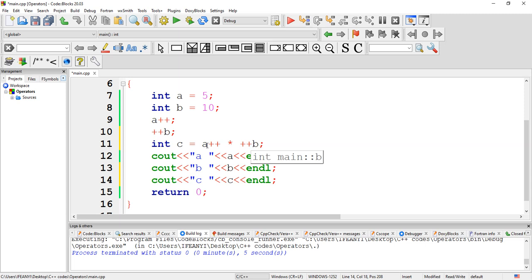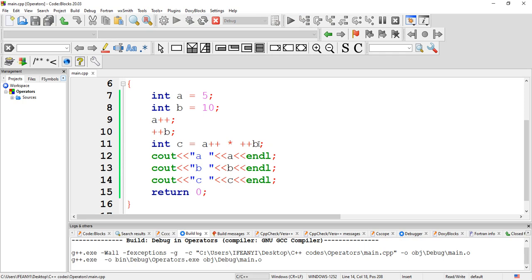But after that, a will become 6, because a said use me before increasing me. That means use me as 5 in this multiplication, 5 times. Then this one says increase me before using me, 10 is increased by 1 to 11. So 5 times 11 is 55. After that, a becomes 6, while b remains 11. So let's see.